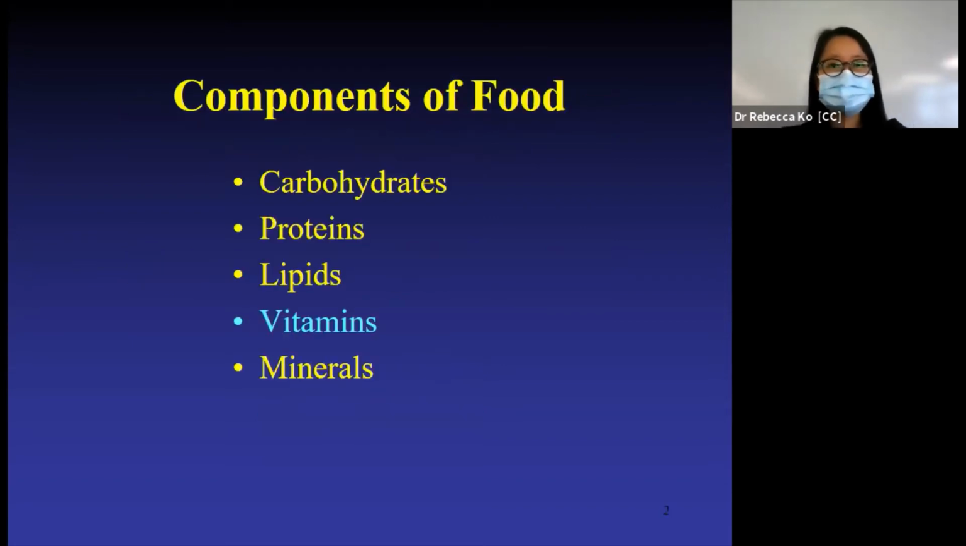Here, let's look at the main components of the food. We will finish the topic on carbohydrates and proteins, lipids, right? Do you remember the functions of these three? The structures, the composition, and uses, all these. Do you remember them? I hope so. And now we take a look at the fourth one, which is the vitamin.